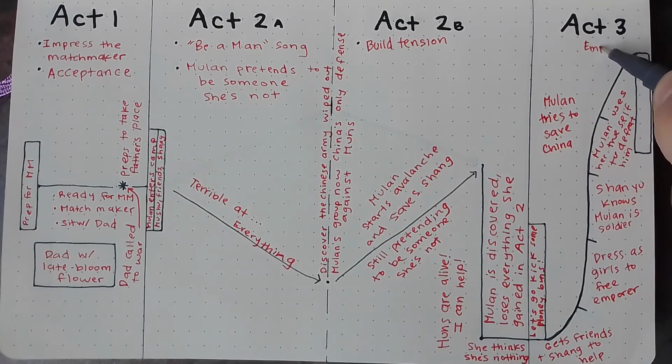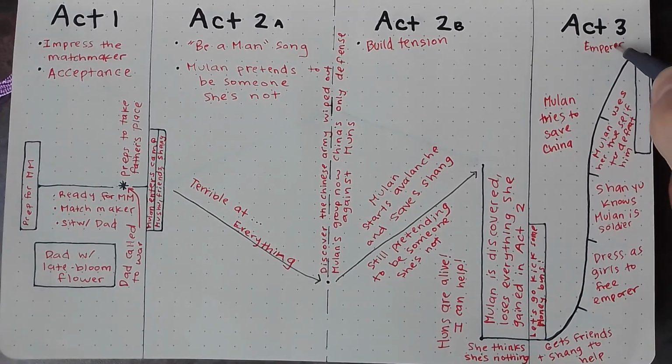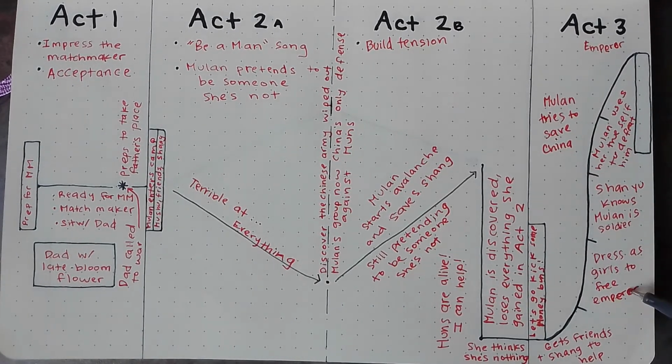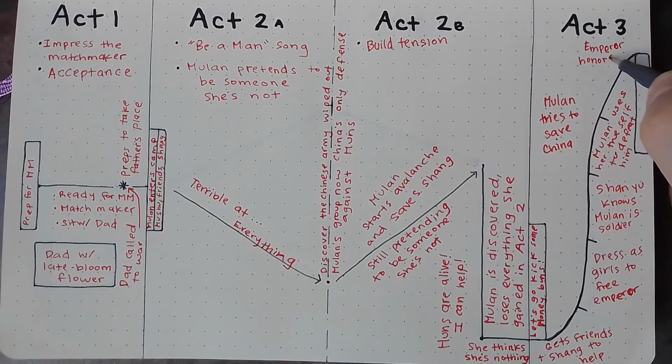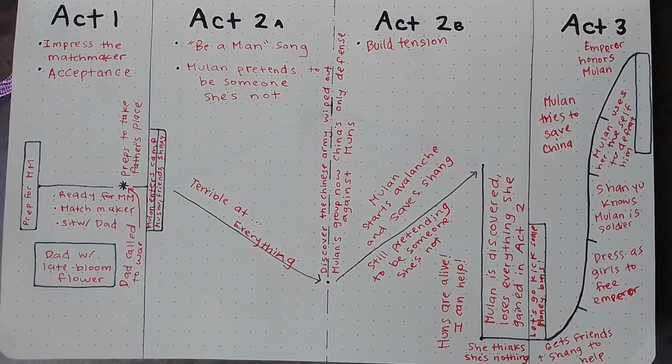Alexa Dunn's extra beat, the calm after the storm, is simply a breath for the characters and the readers or viewers after everything that just took place. For Mulan, this is when the emperor honors Mulan in front of all of China and offers her a job.